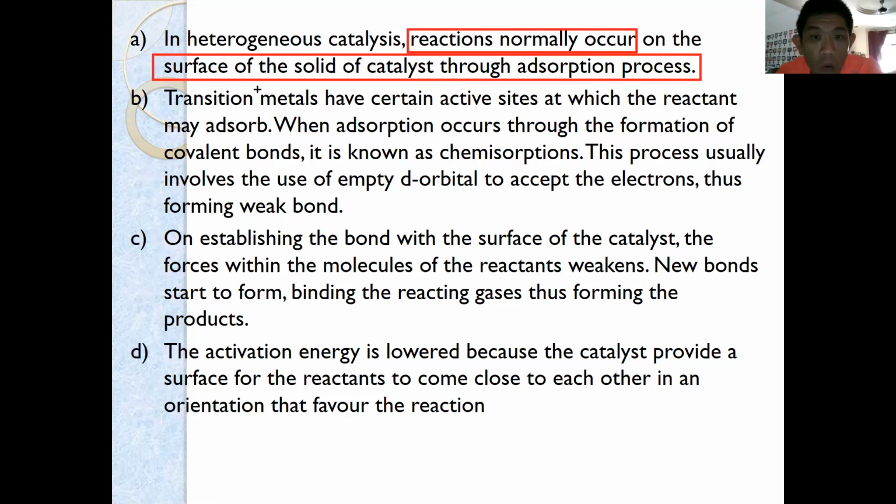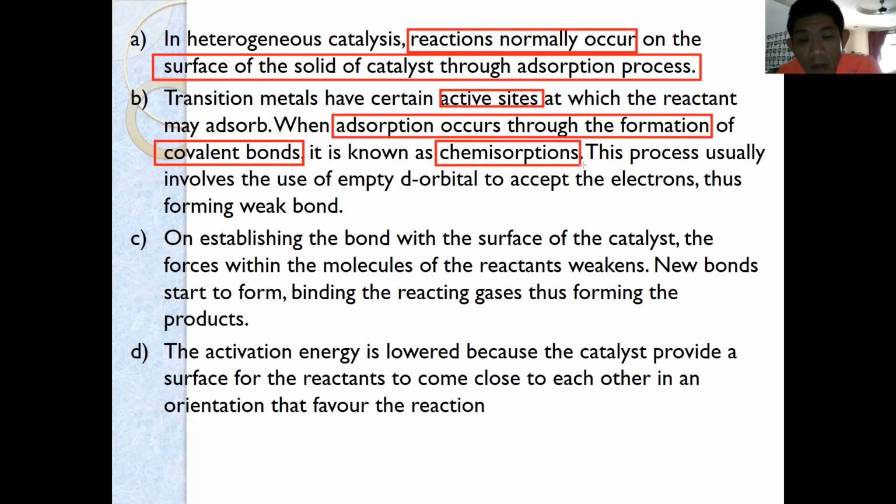Transition metals have certain active sites at which the reactants may adsorb. When the adsorption occurs through the formation of a covalent bond, such adsorption is also known as chemisorption, because you form a chemical bond throughout the process. And this is able to happen because of the empty d orbitals to accept the electrons.